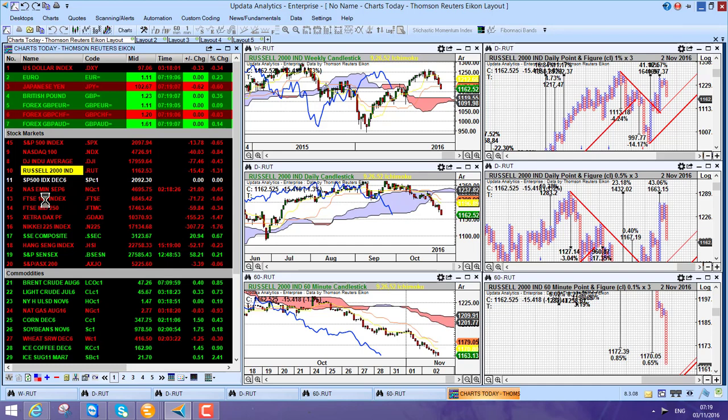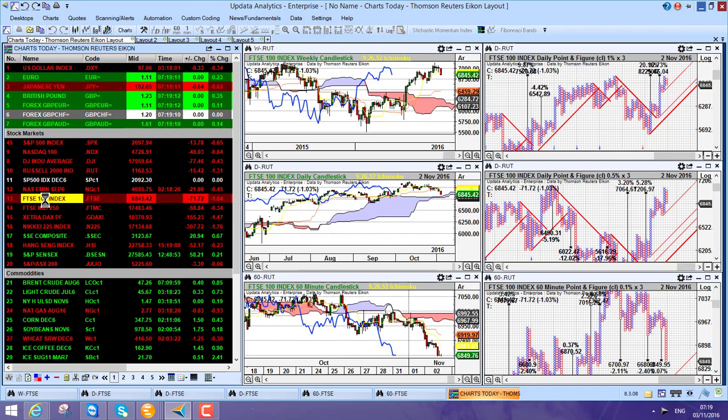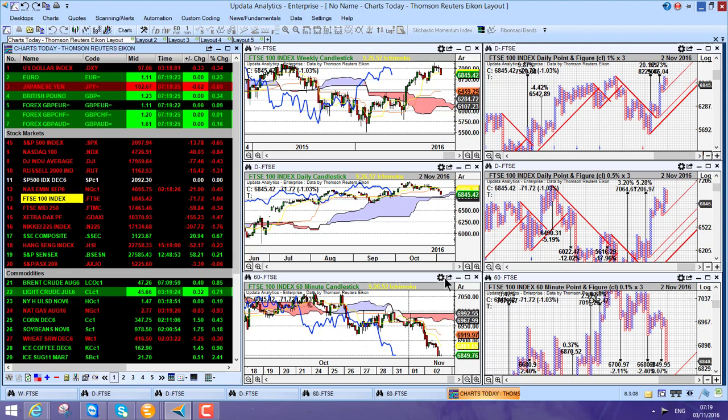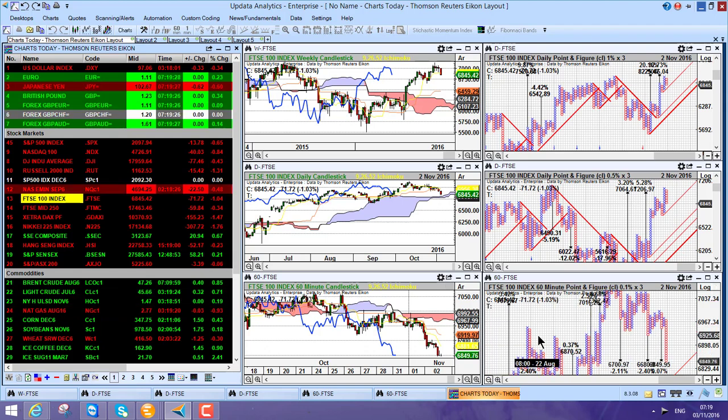FTSE, just maybe having made that 7,000 level, just hasn't been able to hold it, and we're now back at 6,845, so quite a long way below the levels that we were just a couple of weeks ago. Okay, so not good news for the UK market. Lots of downside targets kicking in. 6,700, about 2% downside. So the US election having an impact pretty well globally on indices now.